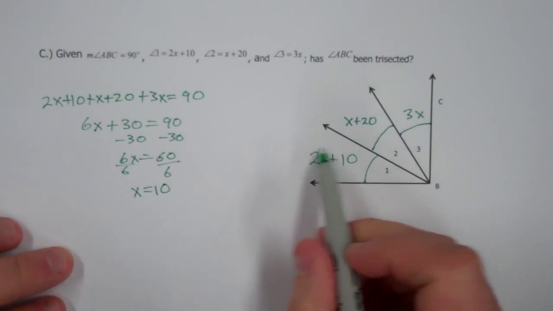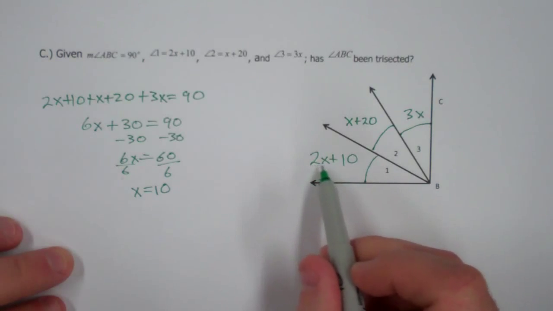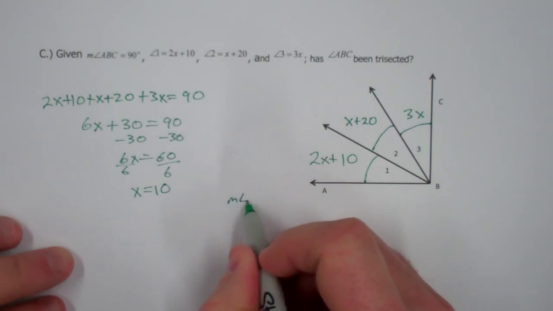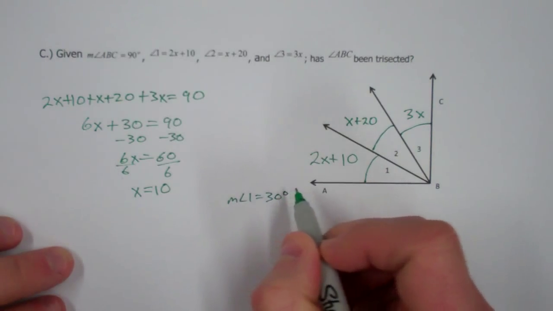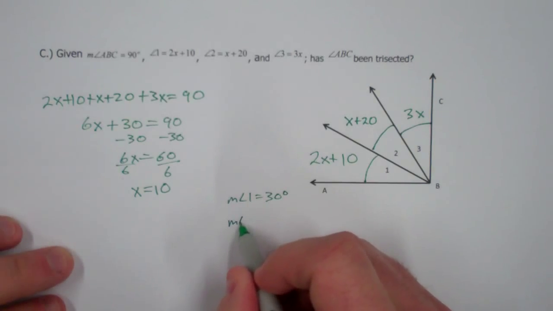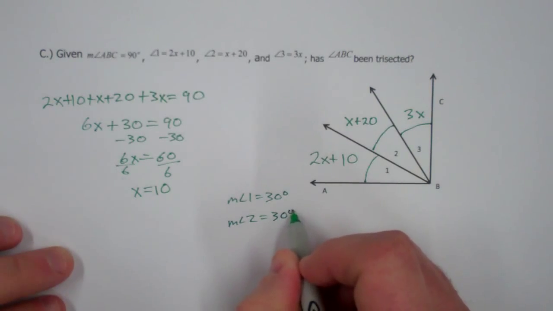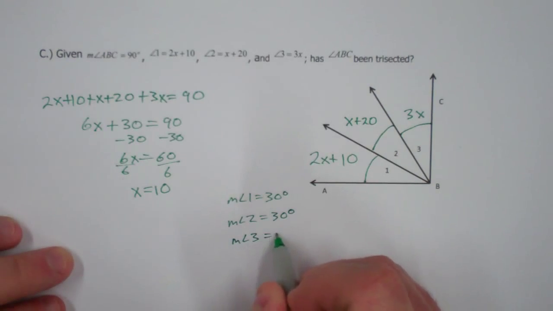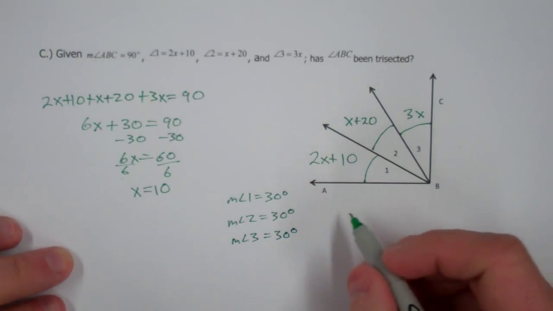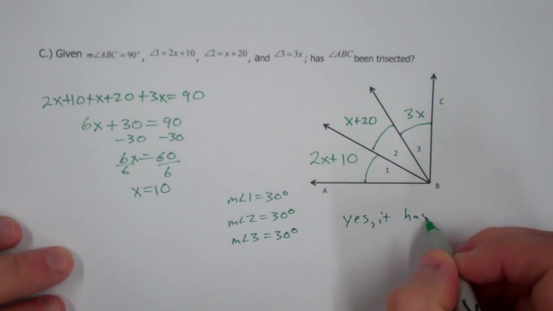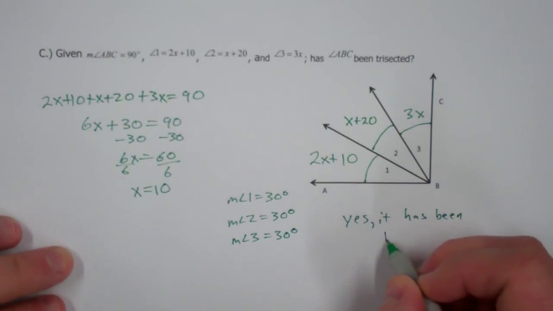If we substitute 10 in here, then we have 2 times 10, which is 20 plus 10, making the measure of angle 1, 30. 10 plus 20 is also 30 for the measure of angle 2. And 3 times 10 is also 30. So the answer is yes. It has been trisected.